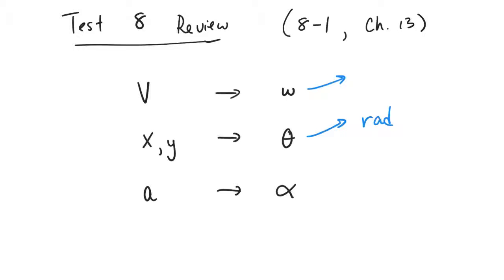Omega. Units. It's not meters per second. Radians per second. And alpha, last but not least. Radians per second squared. So my units are really important.